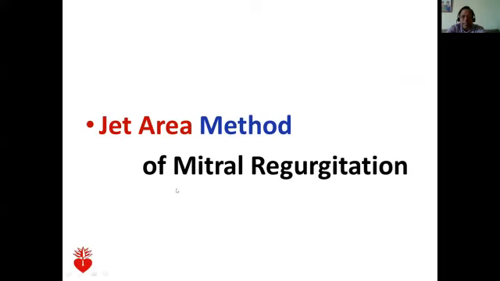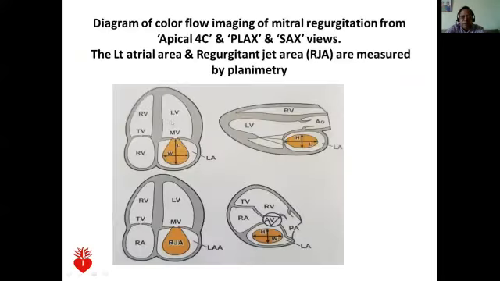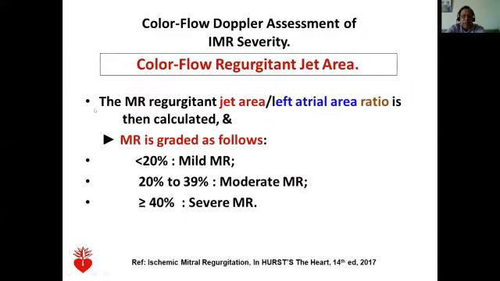Now, the jet area method of the mitral regurgitation, how can it be done? Classically, we do it in the four chamber view and trace the MR jet to get the area. You can also do it in two views, four chamber and two chamber, then average. Then they assess the severity: the mitral regurgitation jet area and the left atrial area ratio is then calculated.